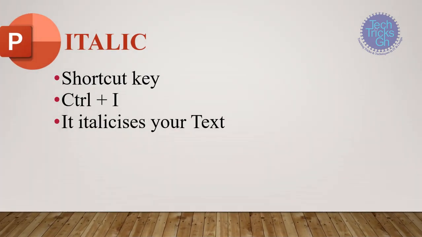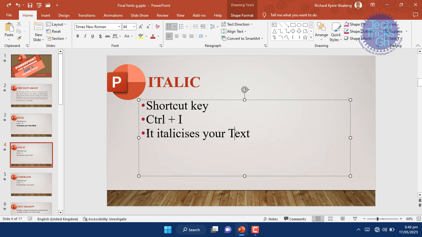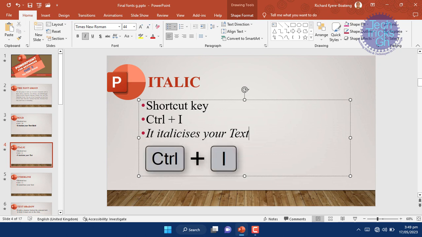Italics. The shortcut key is Ctrl+I. It italicizes your text. To use this command, select or highlight your text and click the italics command to italicize or slant the text to the right. You can press Ctrl+I to accomplish the same task.